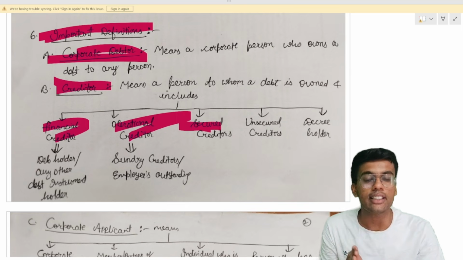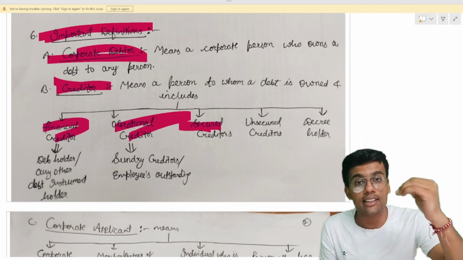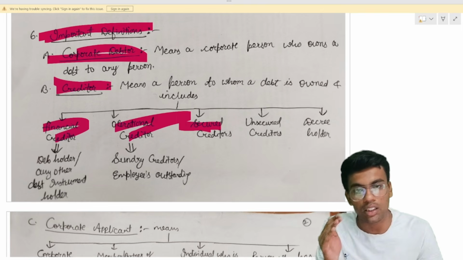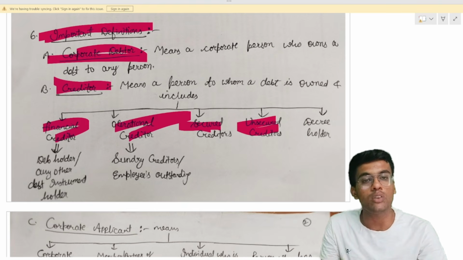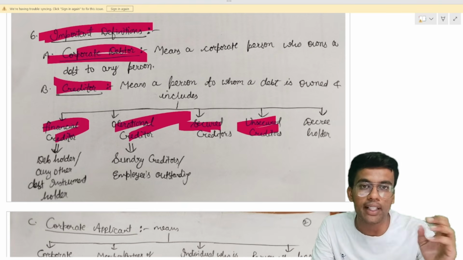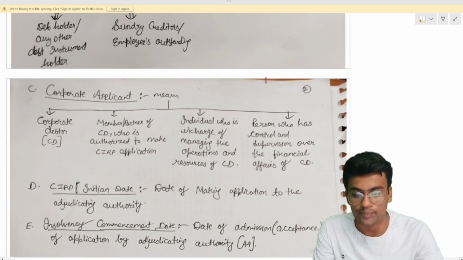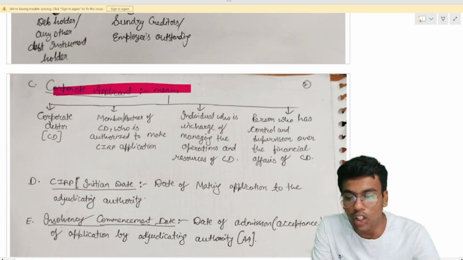Secured creditors. Let's say you borrowed some money from a bank and you pledged some of your securities, some of your assets. Then those banks are also covered under your definition of creditor. Unsecured creditors means you borrowed money from the bank without pledging or mortgaging any kind of security. And the last one is decree holder. Corporate applicant. What is the meaning of corporate applicant?